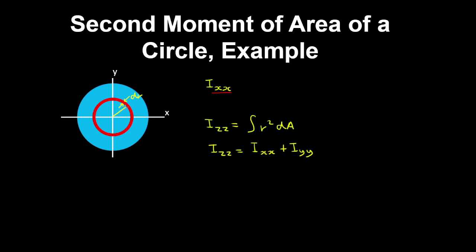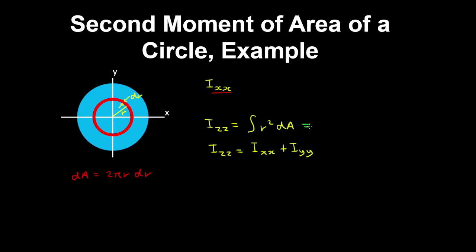and the distance from the origin to this ring is r. So therefore the differential area of that ring is 2 pi r, being the circumference, multiplied by the thickness. So effectively we're rolling it out as a rectangle.